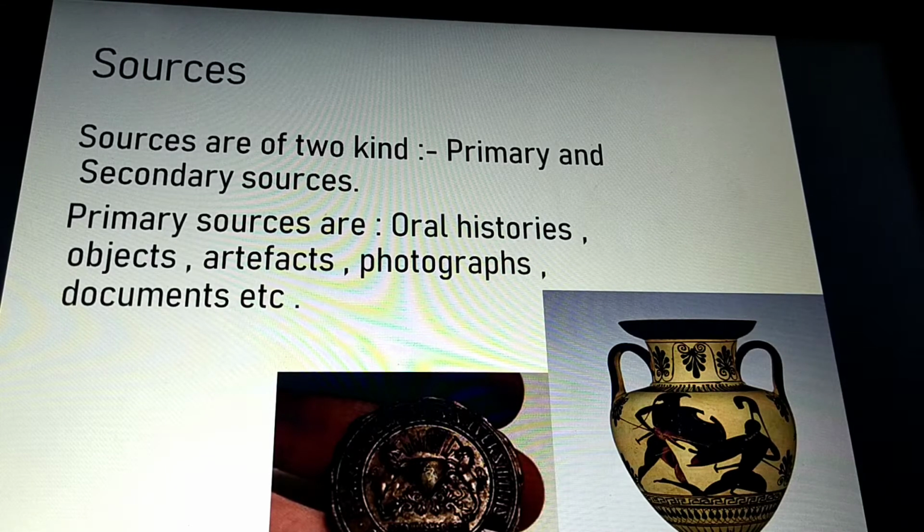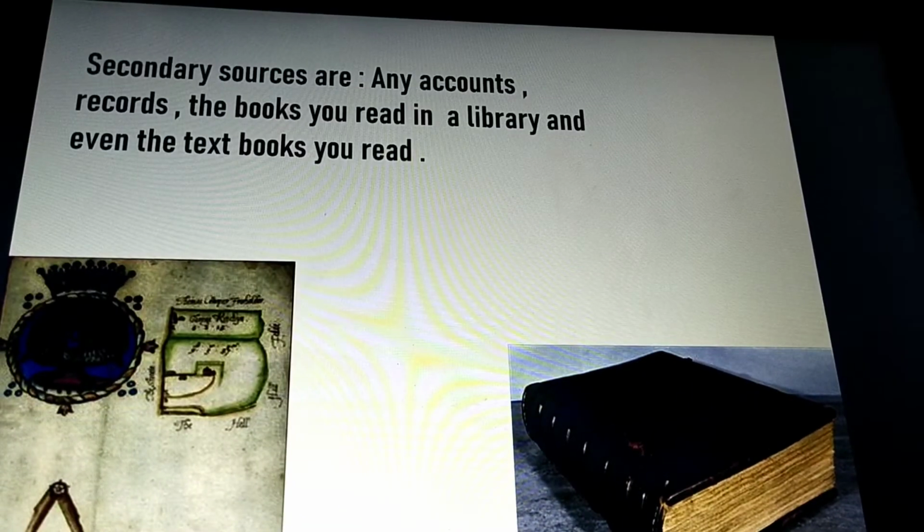Primary sources are oral histories, objects, artifacts, photographs, documents, etc. Secondary sources include any accounts, records, the books you read in a library, and even the textbook that you read right now.